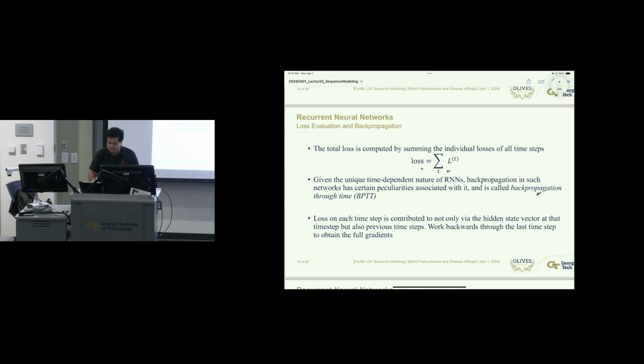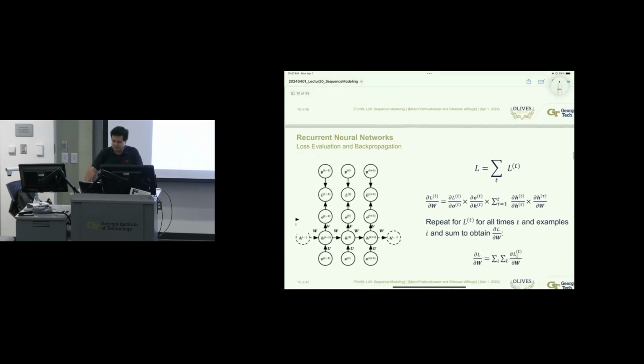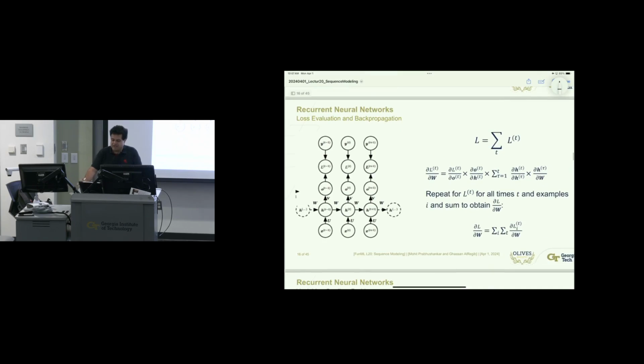And loss on each time step is contributing not only via the hidden state vector at that time step, but also on all the previous time steps that might exist. So work backwards through the last time step to obtain the full set of gradients, which essentially means that in our chain rule, when we have dou L by dou W, this is usually what we always have, we have dou L by dou output. So we are just separating these, we're just adding and multiplying by dou O here as well as dou O in the numerator and denominator. And then when we come to, ideally we want to come to dou W, right?